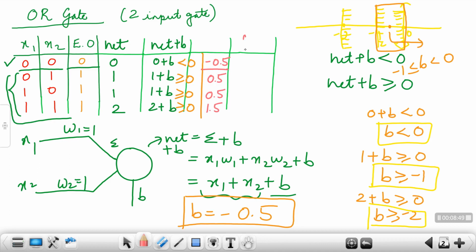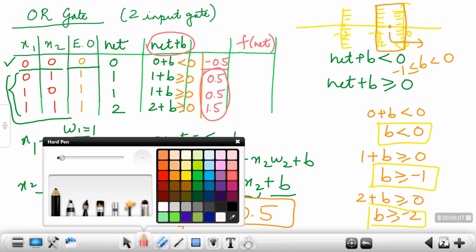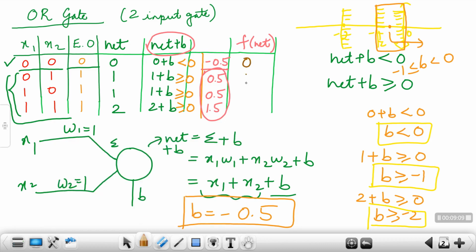So that means when we calculate f of net, what is f of net? F of net will be 0 if at all net plus b is less than 0. And if at all net plus b is greater than 0, that is here, the answer will be 1. So we get 0, 1, 1, 1. So by using this, we have designed an OR gate, and this is the OR gate which is designed here.